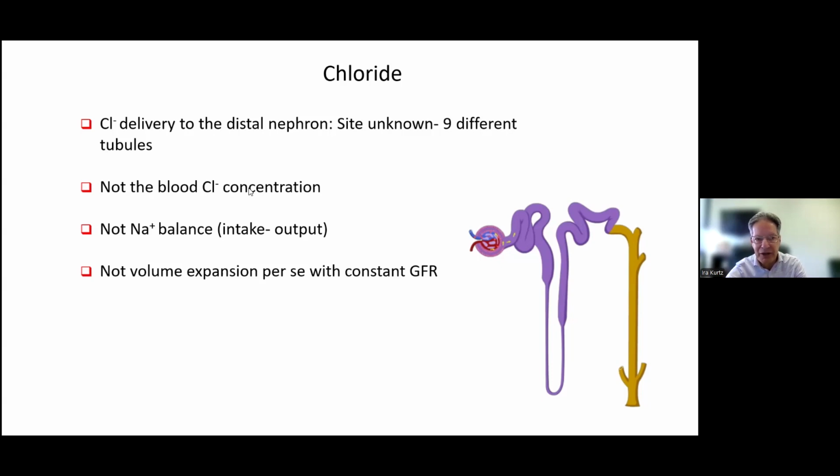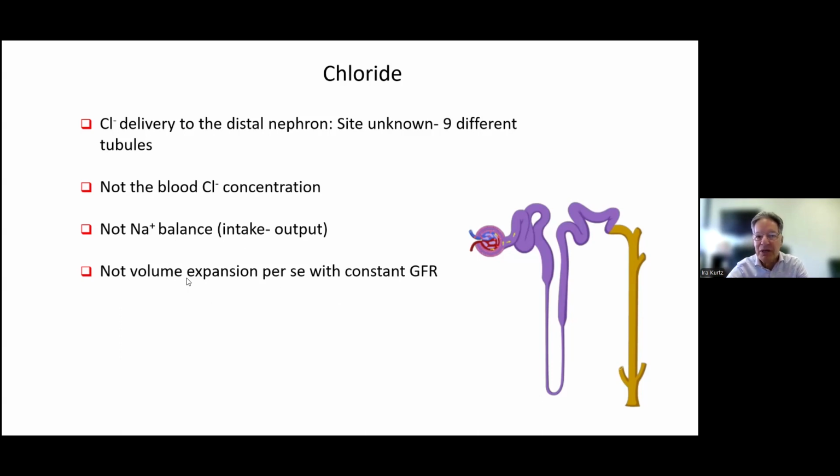It really didn't affect the bicarbonate. It didn't look like sodium balance was involved. And volume expansion per se, or in other studies, depletion, independent of GFR, with a constant GFR being the key phrase here, did not have an effect. So as long as you kept the GFR constant but changed the extracellular fluid volume, they did this.